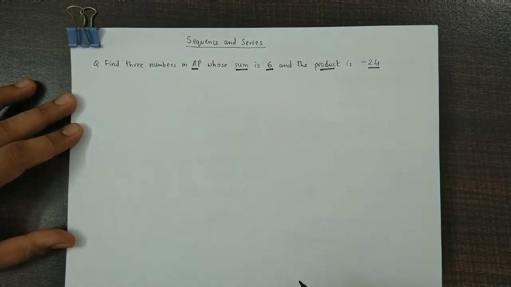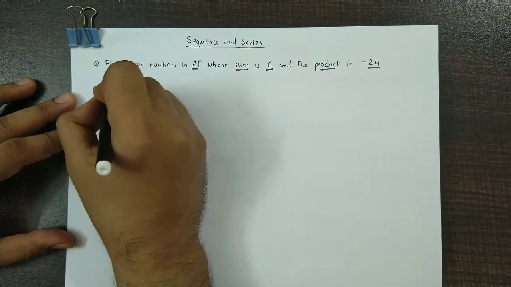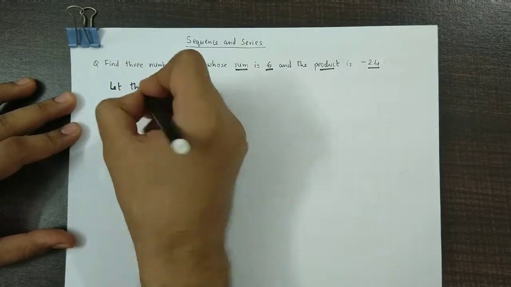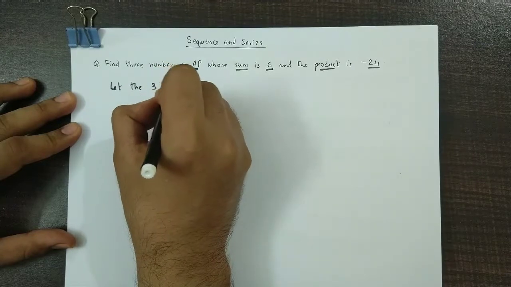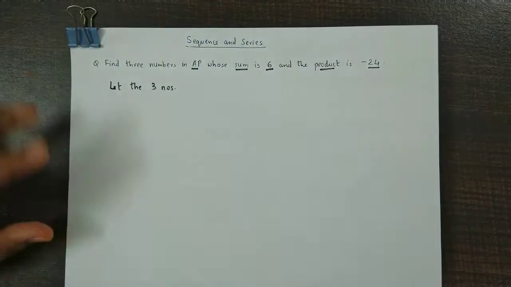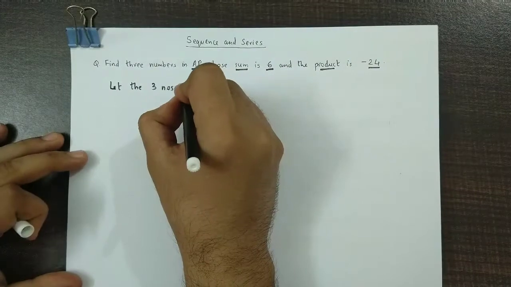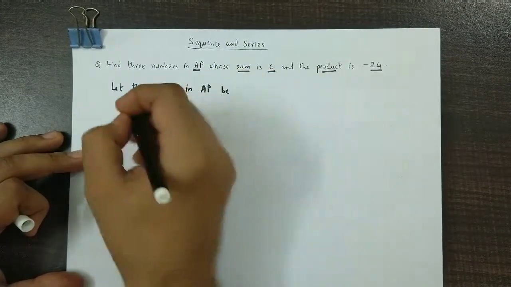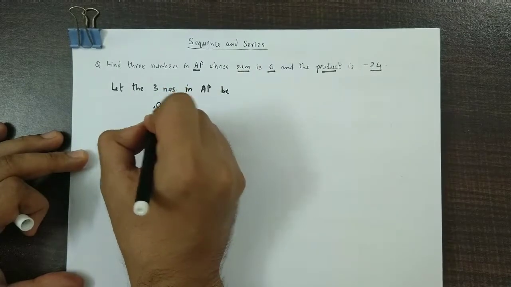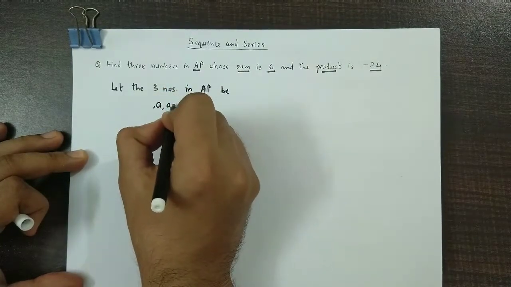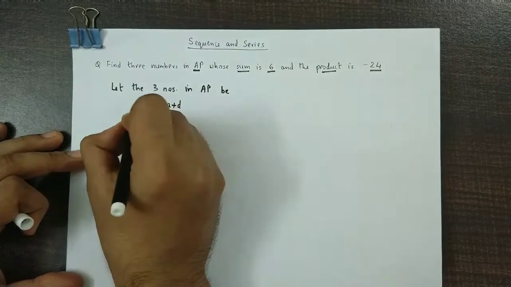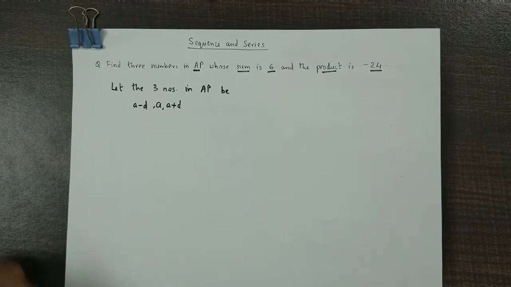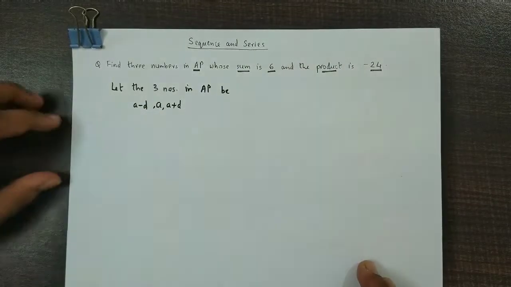So let us assume the three numbers as follows. Let the three numbers in AP be, let the middle term be A, the third term would be A plus D, and the first term as A minus D. So let the numbers be A minus D, A and A plus D.